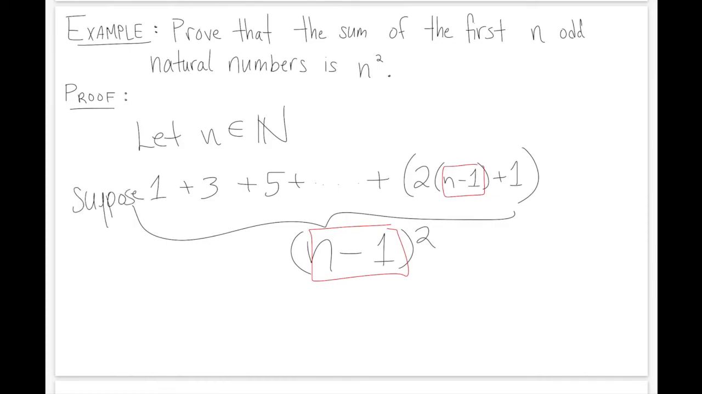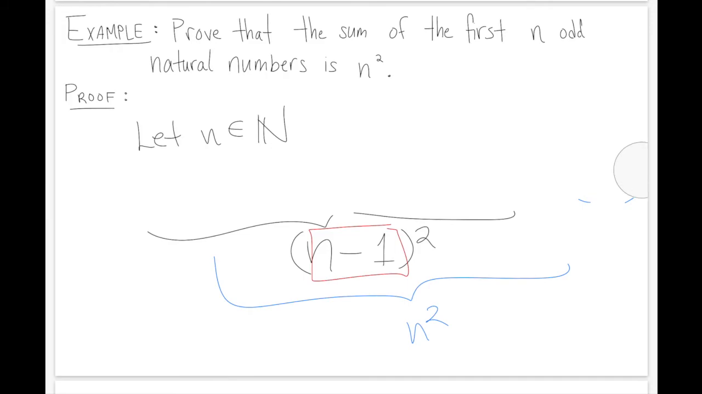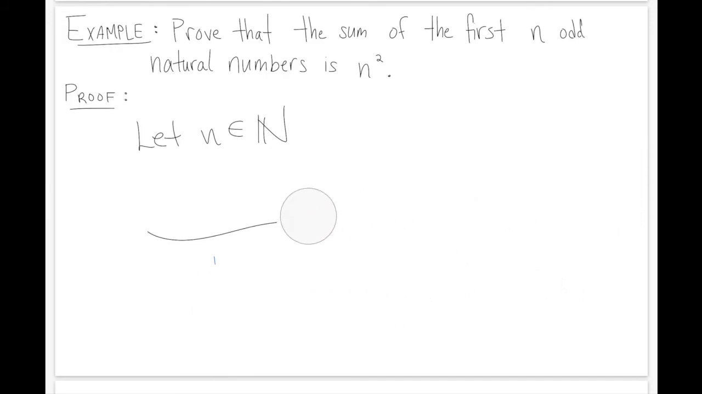And then we're going to say that if we then add on that last term, that whole thing is going to be n squared. So that's the structure of the proof, of what an inductive version of the proof would look like. So let's write it out a bit more carefully.